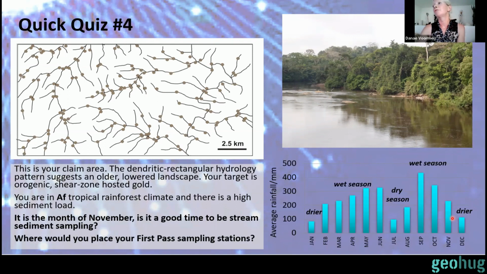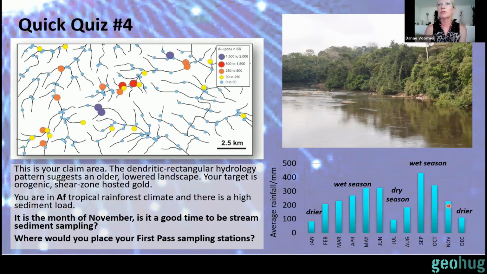Yes, absolutely a great month, because it's right at the end of the wet season. It's a perfect time to be out there getting these samples. So here, your results are back from Aqua Regia digest, and you've got some nice anomalies in there. And so you want to do your second pass stream sediment sampling now.